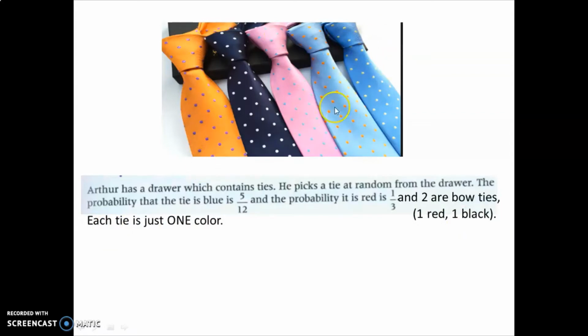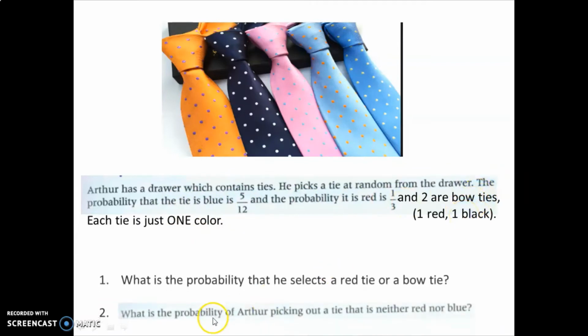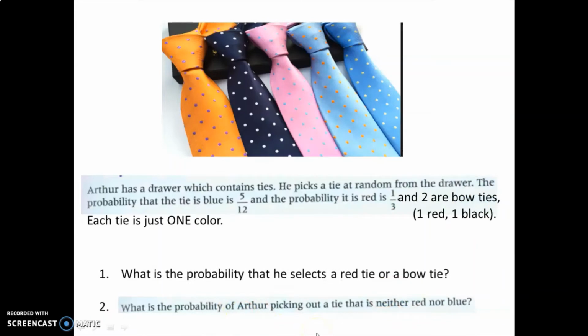So this picture shows ties maybe with a couple colors, but imagine in this problem, all these red and blue, the red ties are only red, the blue ties are only blue, this black bow tie is only black, and so on. Okay, so the 2 questions are these. Please try question 1 to begin.